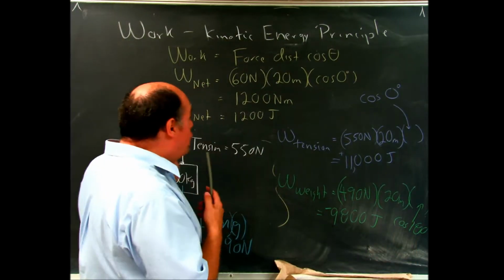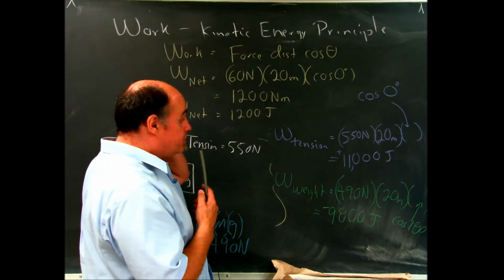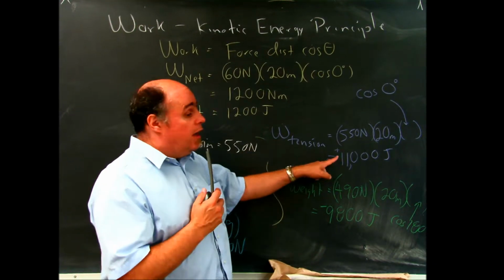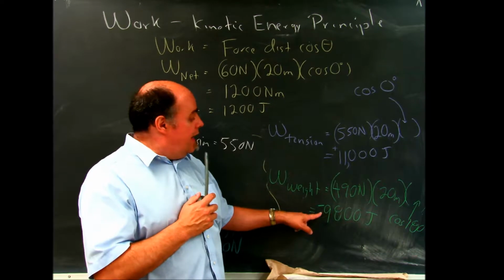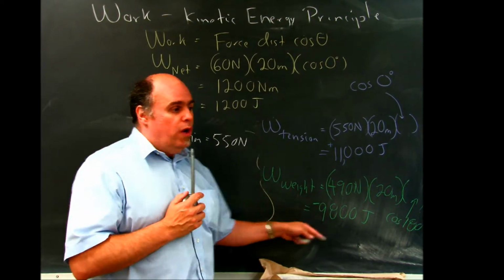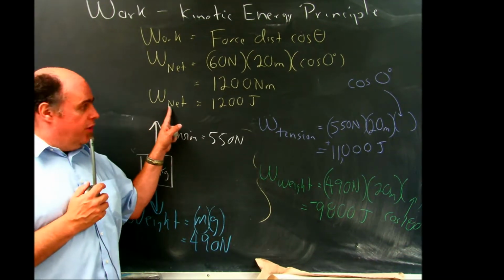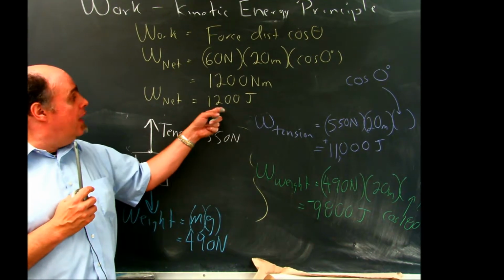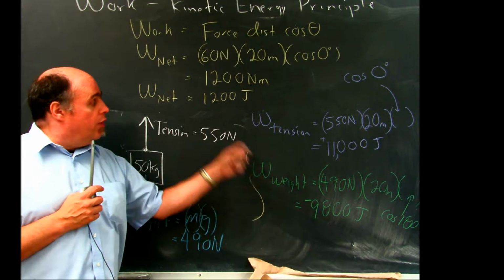If you add those up to get the total, when you take 11,000 on your calculator and you add a negative 9,800, what you'll get is a positive 1,200, which is called the net work. So in a roundabout way, I've just shown you how to go about getting the net work right here.